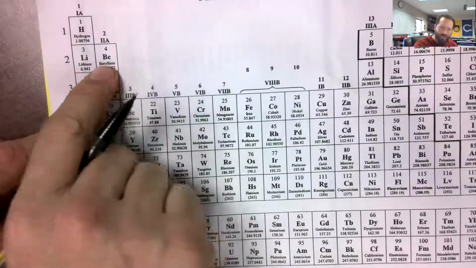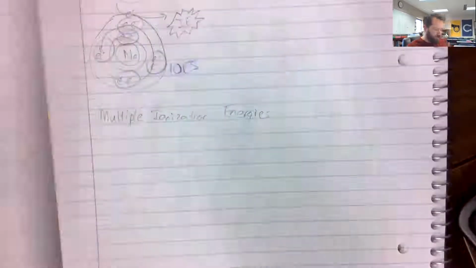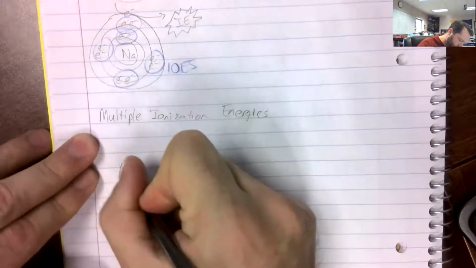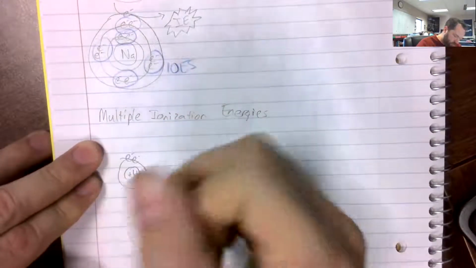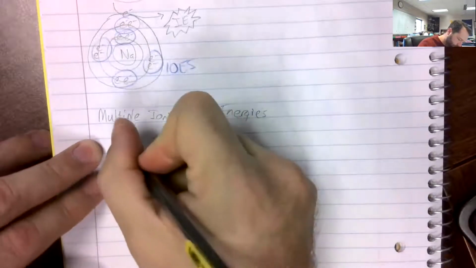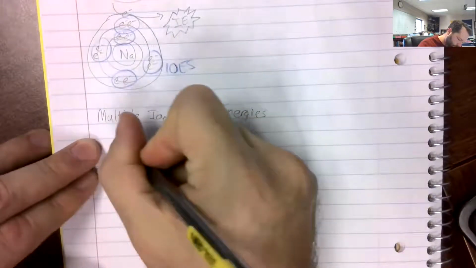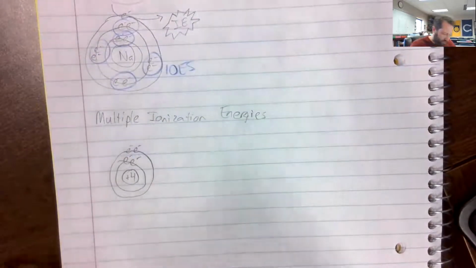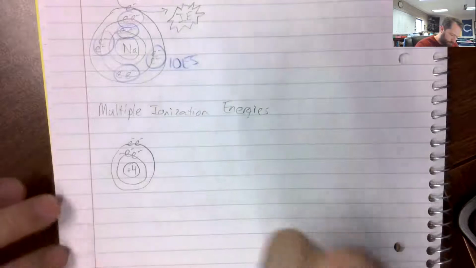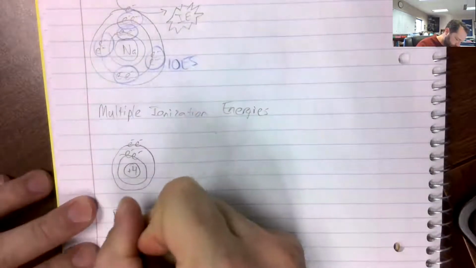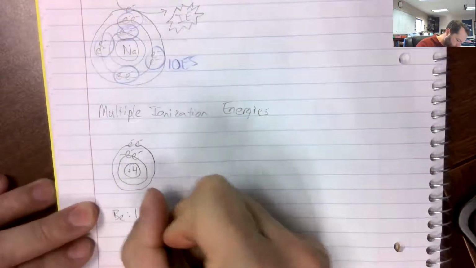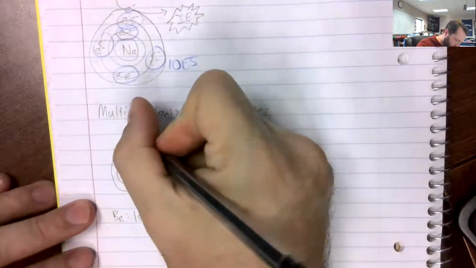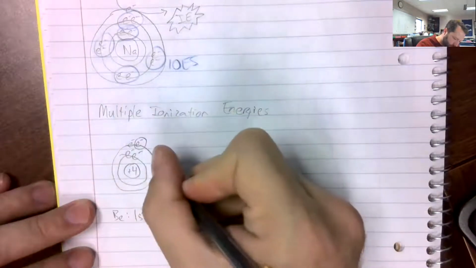So let's say you look at beryllium. It'd be nice and easy to draw beryllium. It's just number 4 there. There he is with his 2 valence electrons. So this is our beryllium atom. There's his electrons. And again, we're going to first pry off that electron right there.